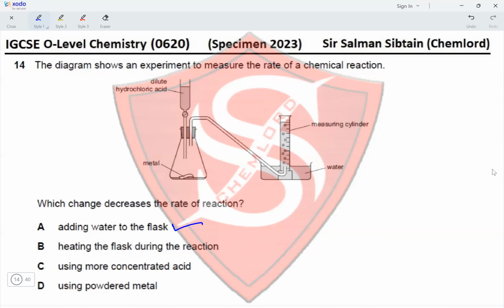Heating the flask during the reaction. If we heat the flask, the temperature increases, and as temperature increases, the rate of reaction would increase. Using more concentrated acid. The greater the concentration of the acid, the greater the rate of reaction, because the greater the number of moles of acid that would react with the metal. And using powdered metal. Using powdered metal would increase the exposed surface area, which would increase the rate of reaction. So options B, C, and D correspond to how the rate of reaction can be increased. Only option A shows that by adding water to the flask, the rate of reaction would decrease, making option A the correct option for this question.